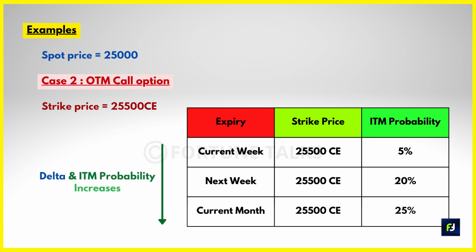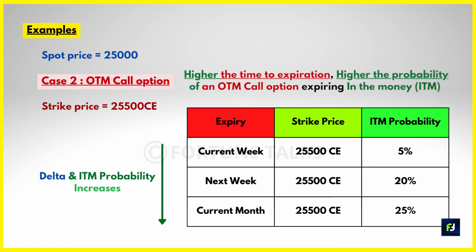Notice the difference. As there is less time to expiration, the odds that an OTM call option will expire in the money will be lower. However, as the time to expiration is higher, the probability that an OTM call option will expire in the money increases, and on a relative basis, it tends to move closer towards 0.5 or 50%.